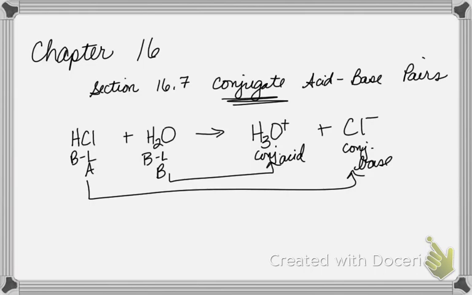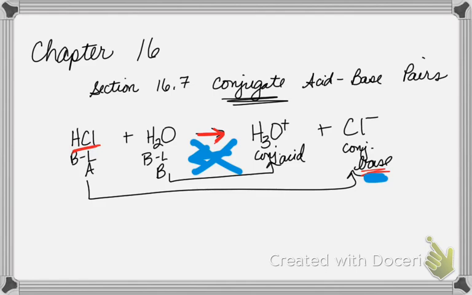Well, since we're labeling this as a base, we need to talk about its strength as a base, because it does have the word base in it. Since hydrochloric acid is a strong acid, this reaction goes one direction. So the reverse reaction does not happen. That means chloride has no strength as a base. We would consider it a rather weak conjugate base.